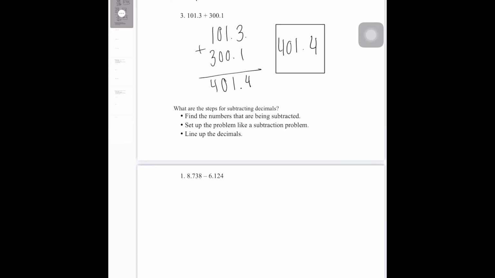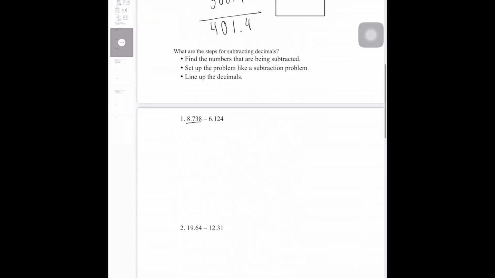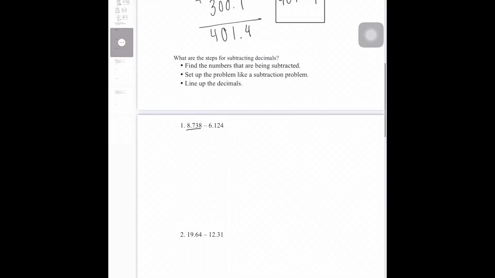So, what are the steps for subtracting decimals? It's going to be almost the same as adding the decimals. So, you're going to find the numbers that are being subtracted. You're going to set up the problem like a subtraction problem, but you're lining up the decimals. So first, let's find the numbers that are being subtracted. You have 8 and 738 thousandths minus 6 and 124 thousandths.